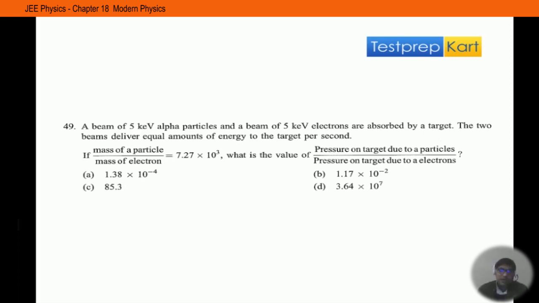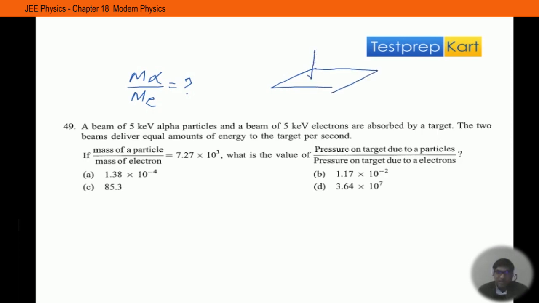Now in this question it is saying a beam of 5 kilo electron volt alpha particles and a beam of 5 kilo electron volt electrons are absorbed by a target, and the two beams deliver an equal amount of energy to the target per second. Their mass ratio m alpha over m is given. Now the question is asking for the pressure on the target. So this is a very different question. Suppose there is a surface.